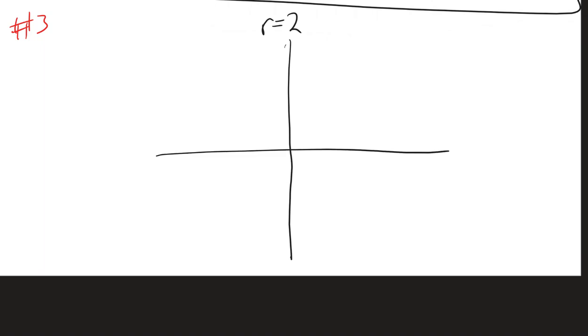It's the circle where the radius is always 2. So no matter what theta is, r is 2. And then the other one that is much tougher is 4 times the sine of 2 theta.